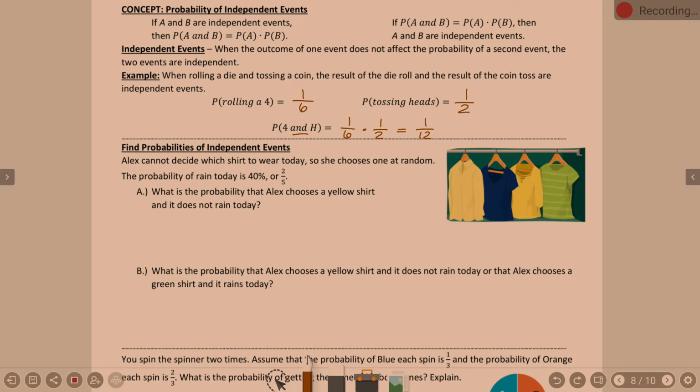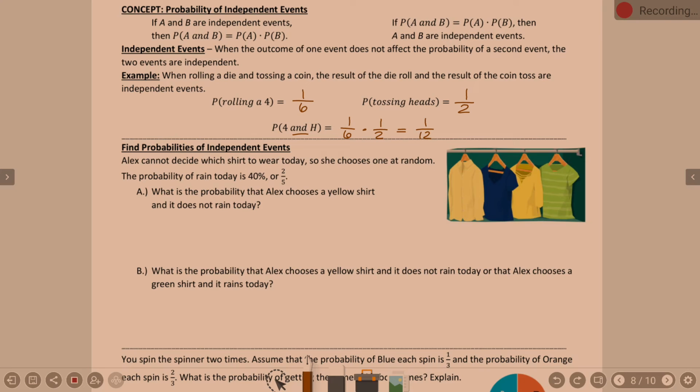Question A. What is the probability that Alex chooses a yellow shirt and it does not rain today? Sometimes you pick your wardrobe based on whether or not it's supposed to rain today. So, what are we thinking here? I did 1/2 times 3 over 5.